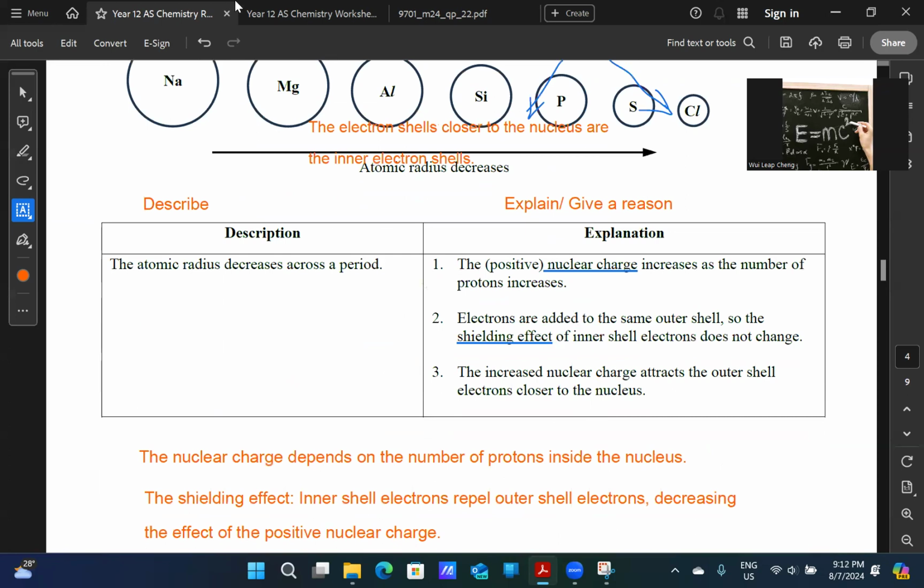So the answer to this question's explanation is from here. You have to mention what happened to the nuclear charge and also the shielding effect. For this question, nuclear charge increases, shielding effect doesn't change. These are the two answers for that question. Okay, the shielding effect of inner shell electrons does not change because across the period, electrons are added to the same outer shell, not to the inner shell. Please take note.